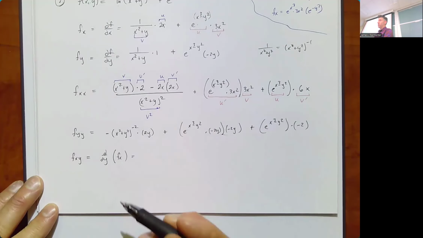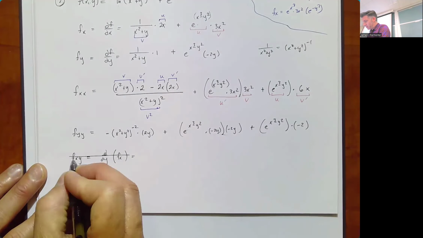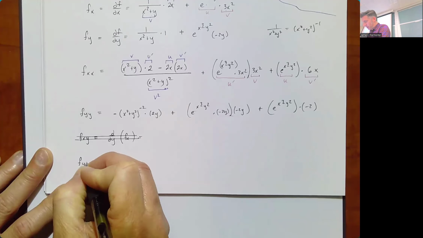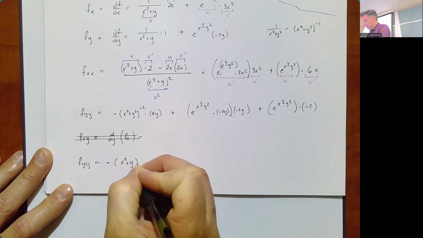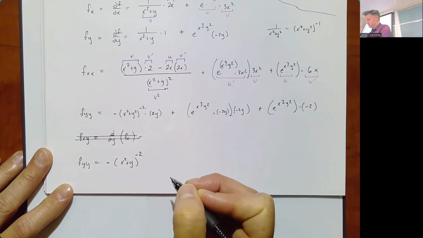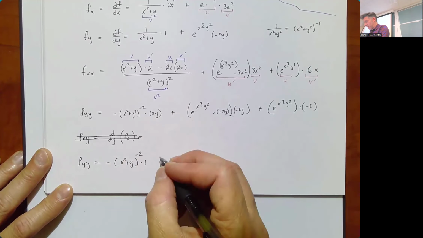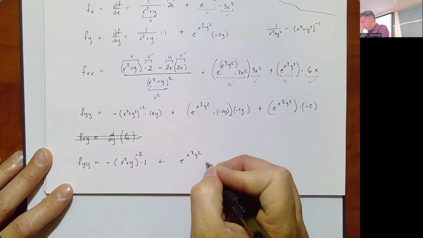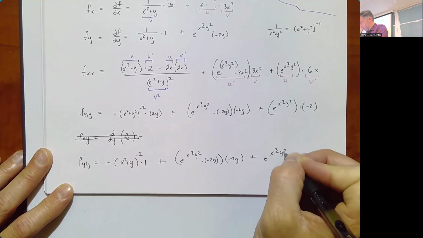Yeah, that's going to change things up, so let me actually fix this. Sorry about that. What I should really have had is negative x squared plus y to the negative second, times the derivative of y, which is just 1. And then the rest of this should still be the same. So I probably didn't need to rewrite all of it, but I started and now I can't stop. Sorry about that.